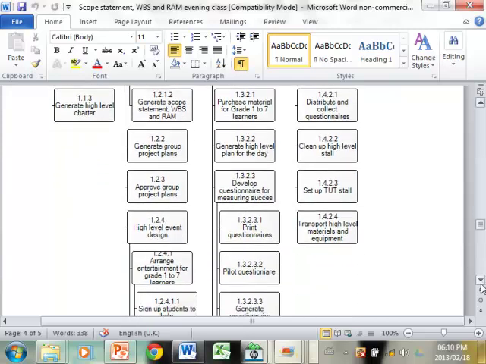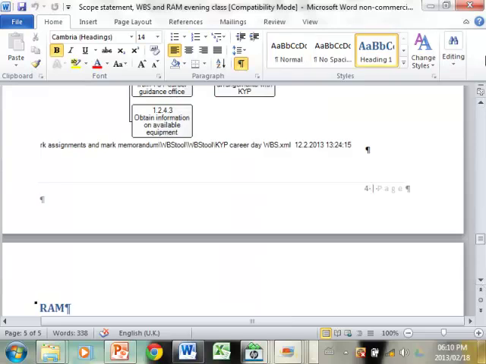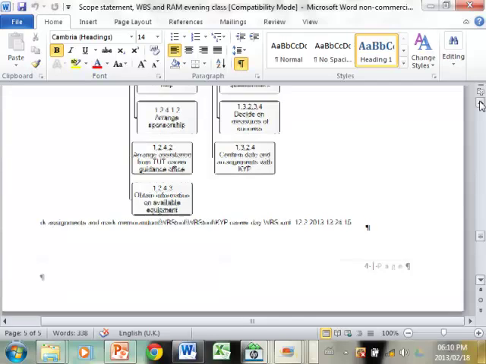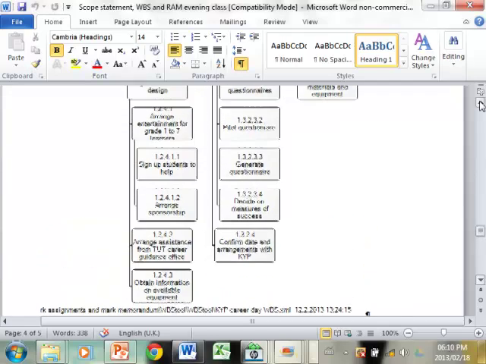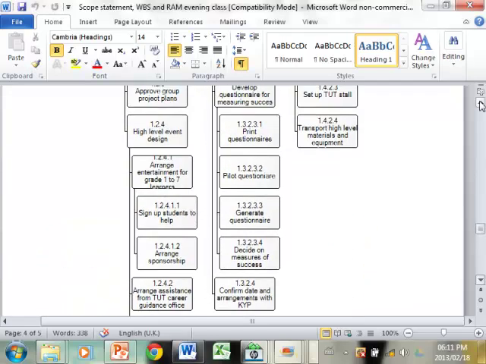And then another important thing, remember when we were talking about the project charter, we said how are we going to measure success? And we said we were going to have a questionnaire. So obviously I have to develop that questionnaire, all right. And I'll have to print it, and I'll have to pilot it, and I have to generate it. And I have to decide on the measures of success.